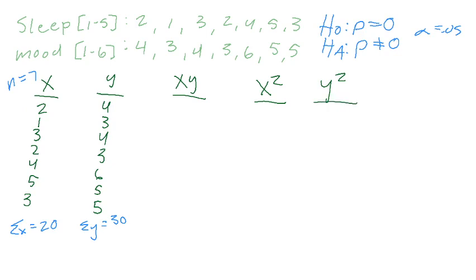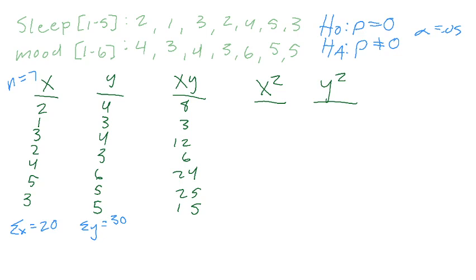So 2 times 4 gives us 8. 3 times 1 gives us 3. 3 times 4 gives us 12. And we move down the line this way. All right, what else do we have? 24, 25, 15. All right, let's get all the X values squared.